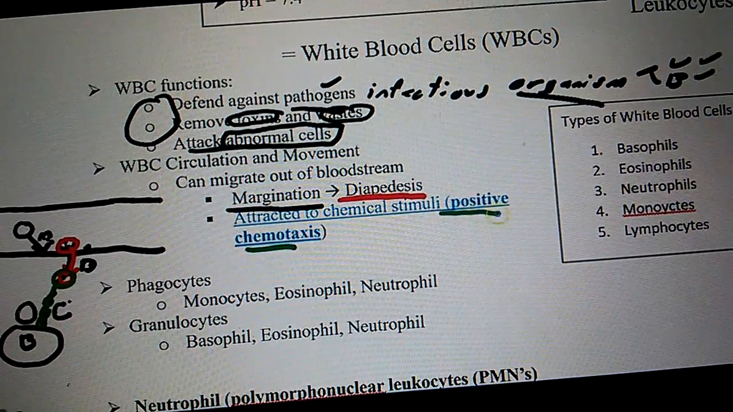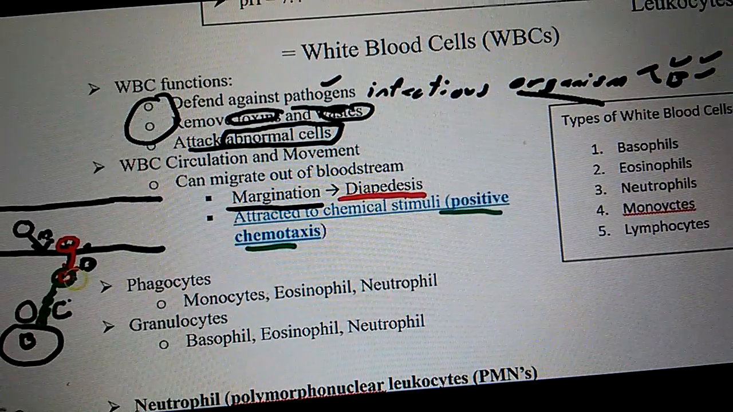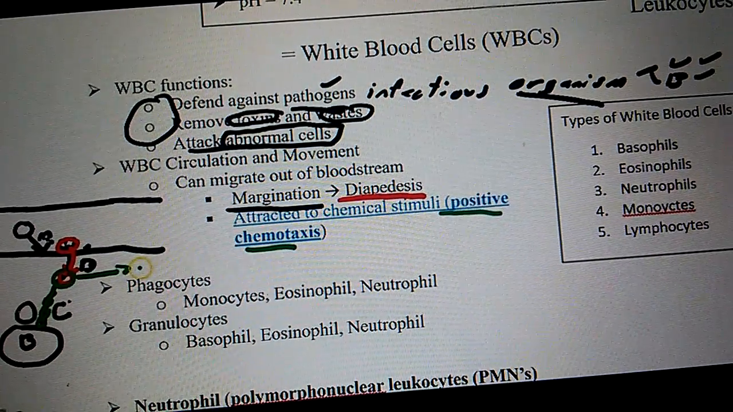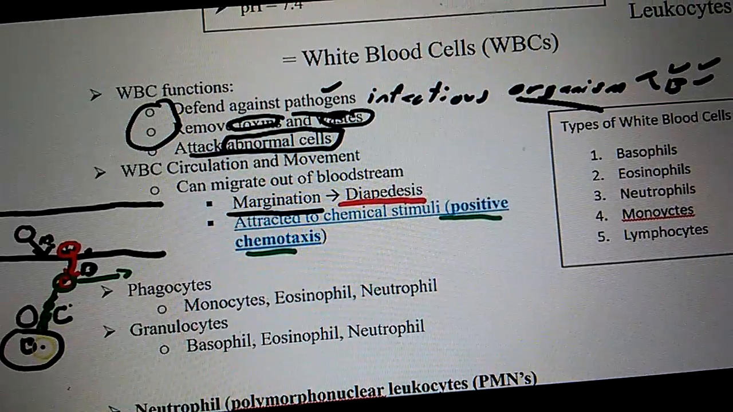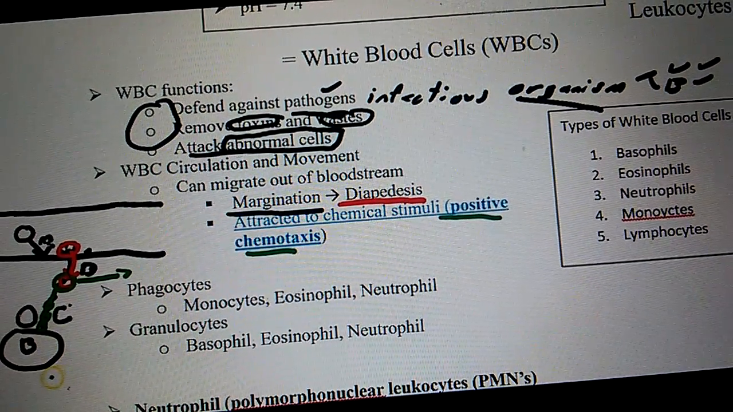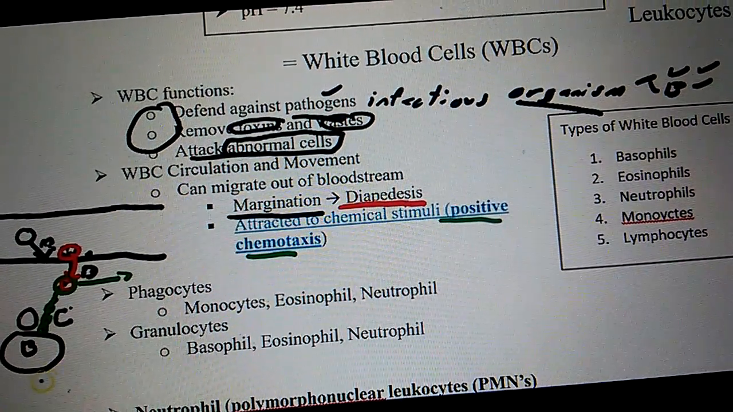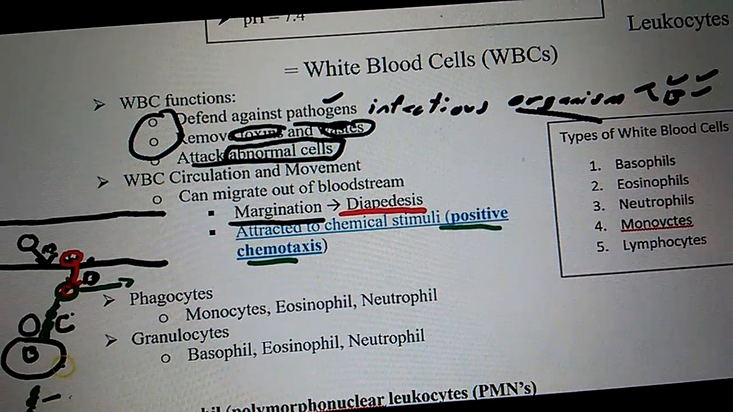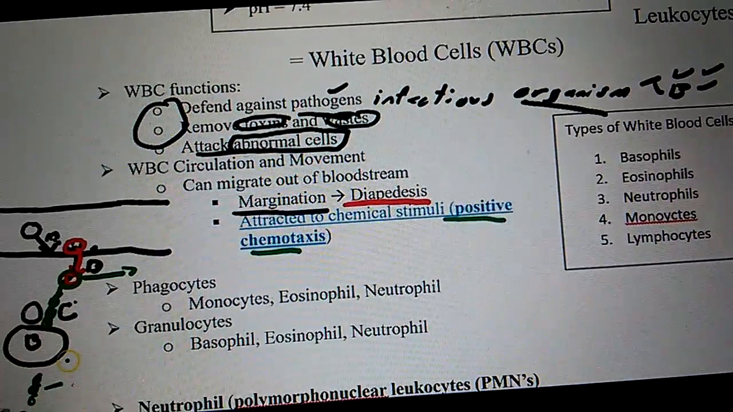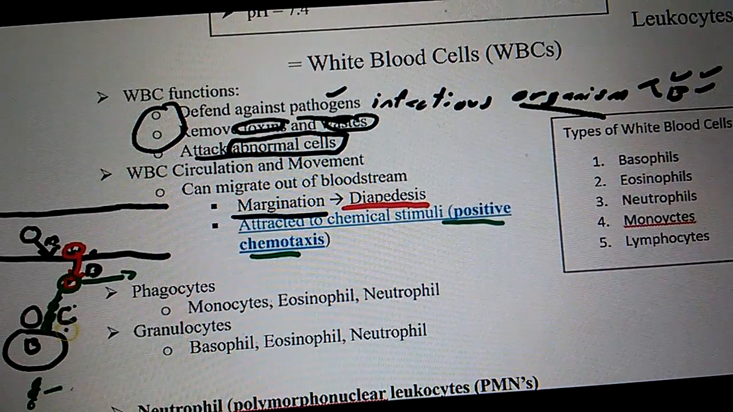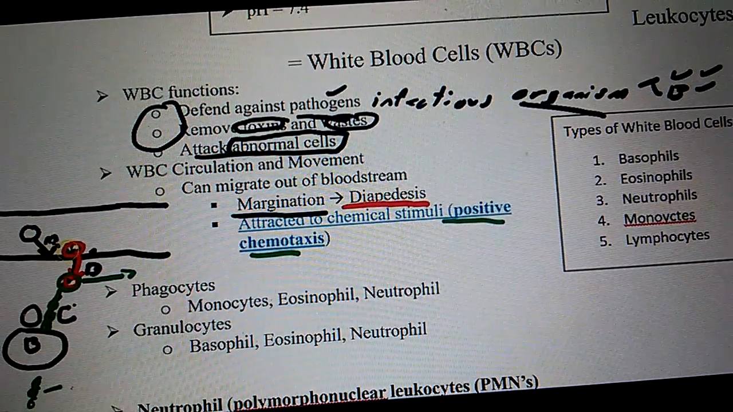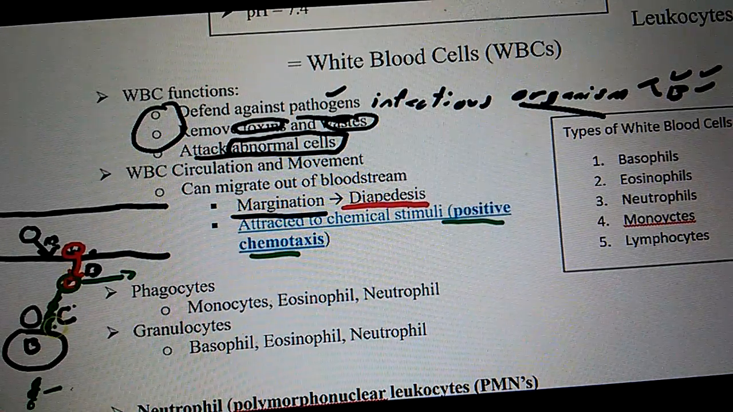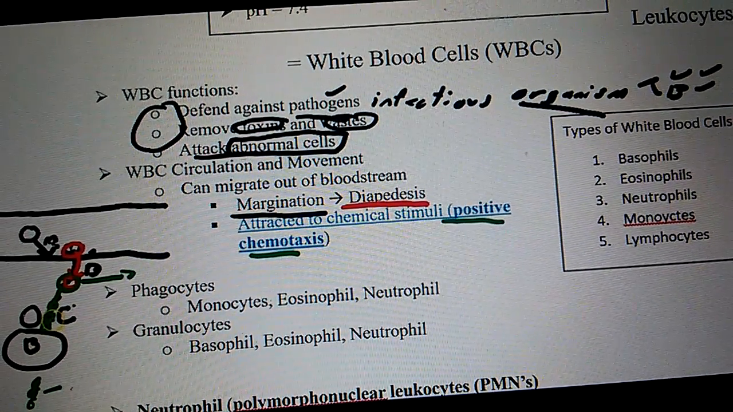Now, if it's attracted, it's positive chemotaxis. If it moves away, it's negative chemotaxis. So if you remember from that video, we have the two bacteria that were running away from the neutrophil. The bacteria were trying to run away from the chemicals, so that's negative chemotaxis. The neutrophil was chasing after it, so that's positive chemotaxis. So again, margination is the edge, diapedesis is through, movement toward a chemical is positive chemotaxis.